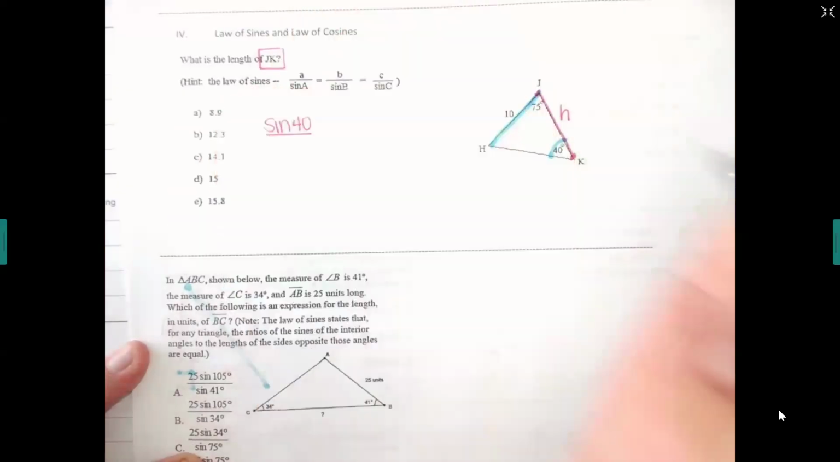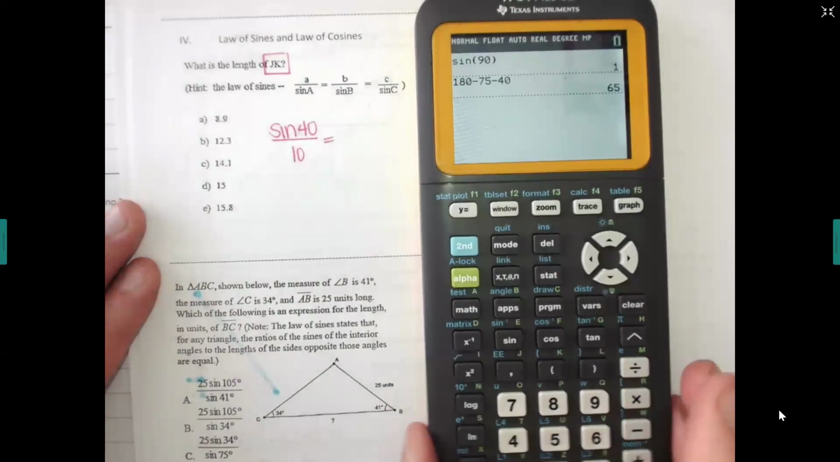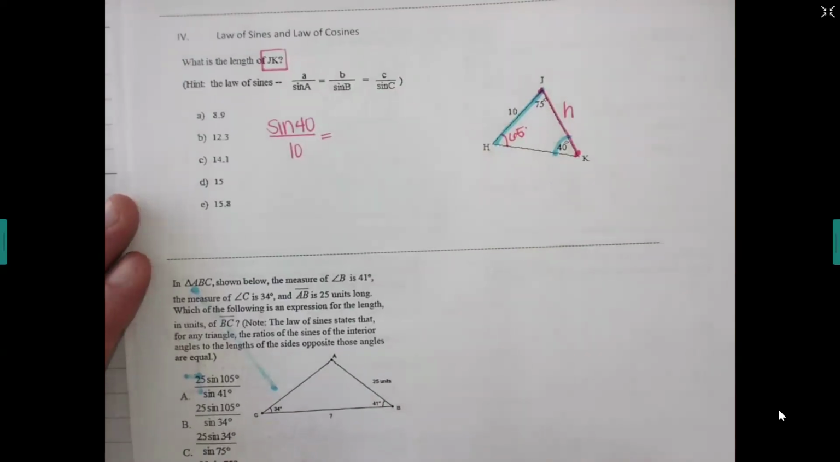Sine 40 over 10 equals. Okay, because they're partners, they're across from each other. And then if I'm trying to find little h, I have to already know big H, do I? Do I have big H right now? No, but remember, what do all 3 of them have to add up to? 180. So if I need to know how big this one is, in your calculator, do 180, take away the 2 angles that you have, and then whatever's left over has to go in that 3rd corner. So I'm going to minus the 75 and the 40. That gives me 65 degrees left in that spot.